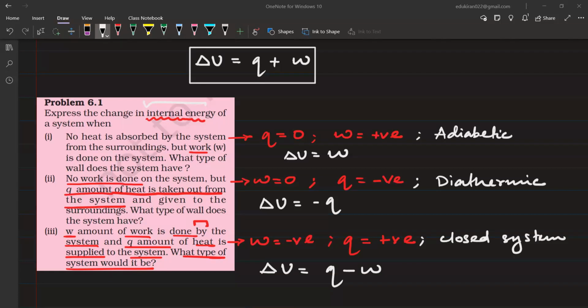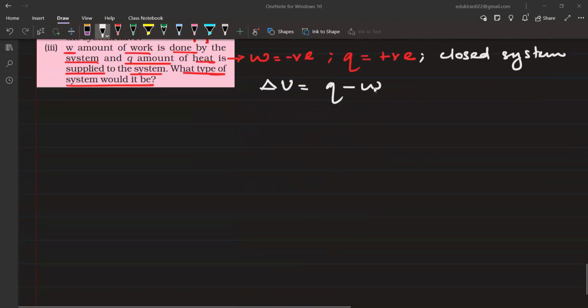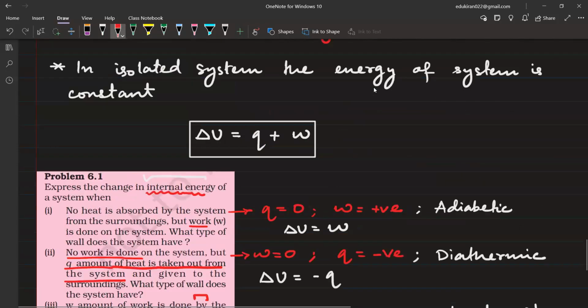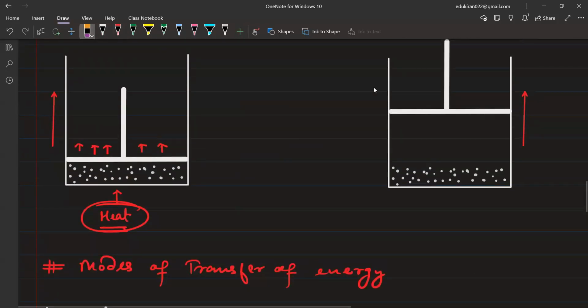ठीक है? Amount of work is done. Right? ये देख लीजिए. हाँ, work is done. जैसे मान लीजिए, for example, यही वाला केस आप देख लीजिए. This one, this particular case. In this particular case, what is happening? Heat is supplied to the system, right? Heat is supplied to the system, and this system is doing work on the piston to lift it up.